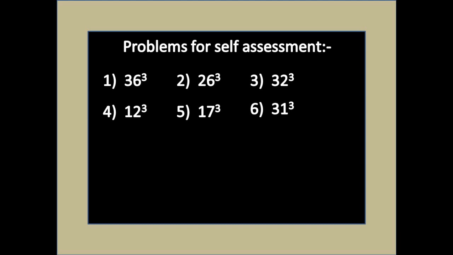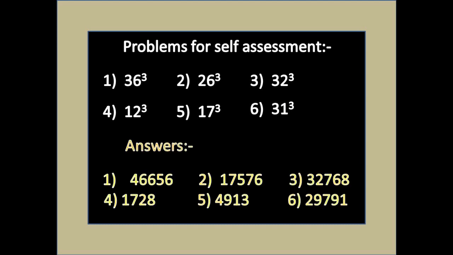Now here is the answer. You just check your answer is true or not. The answers are: first one 46,656, second 17,576, third one 32,768, fourth one is 1,728, fifth one is 4,913, sixth one 29,791.